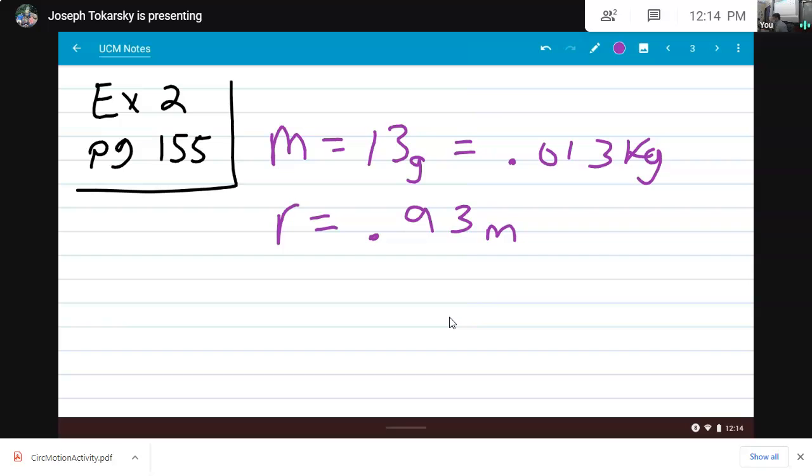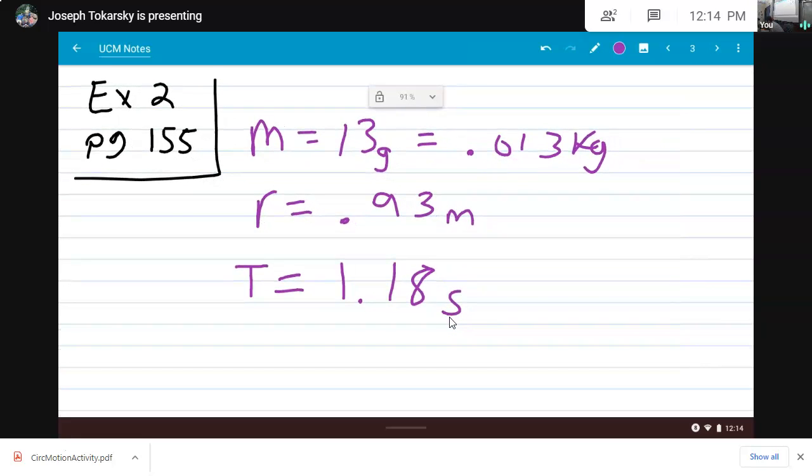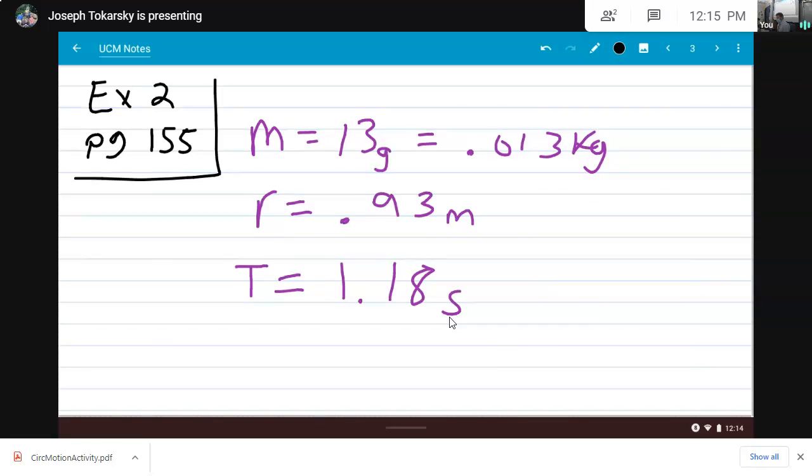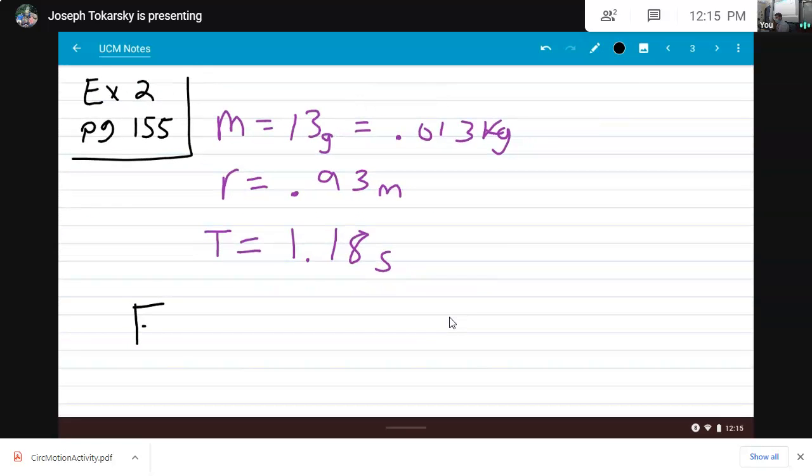The stopper is swung in a horizontal plane circle, making 1 revolution in 1.18 seconds. And that's exactly what we define big T, time period, as, right? The time it takes for 1 revolution, or 1 time around the circle. It then says, find the tension force exerted by the string on the stopper. So, of all the formulas we just showed you for circular motion, the only one that has force in it is this one, right?